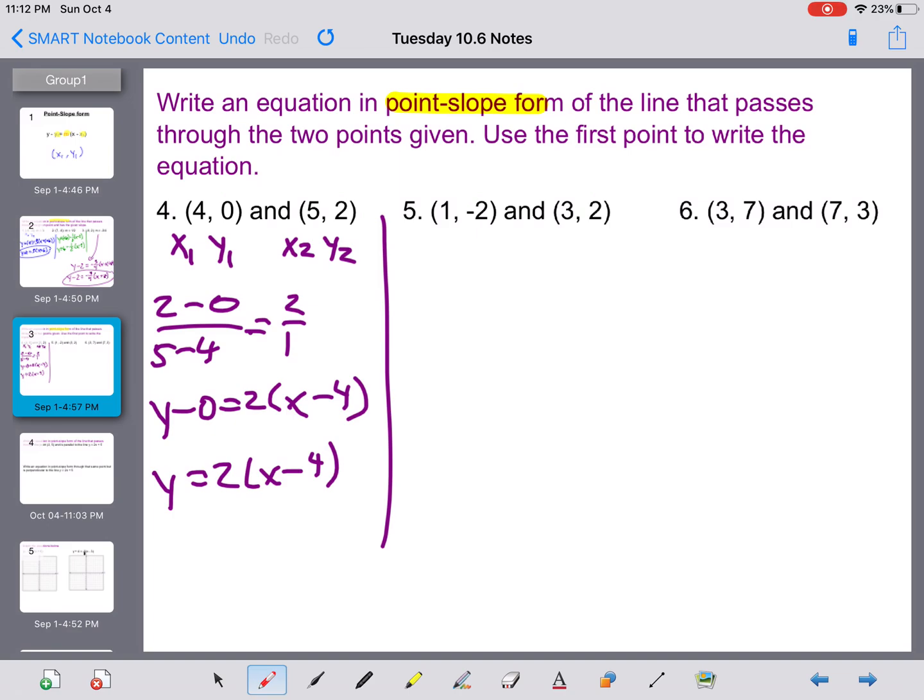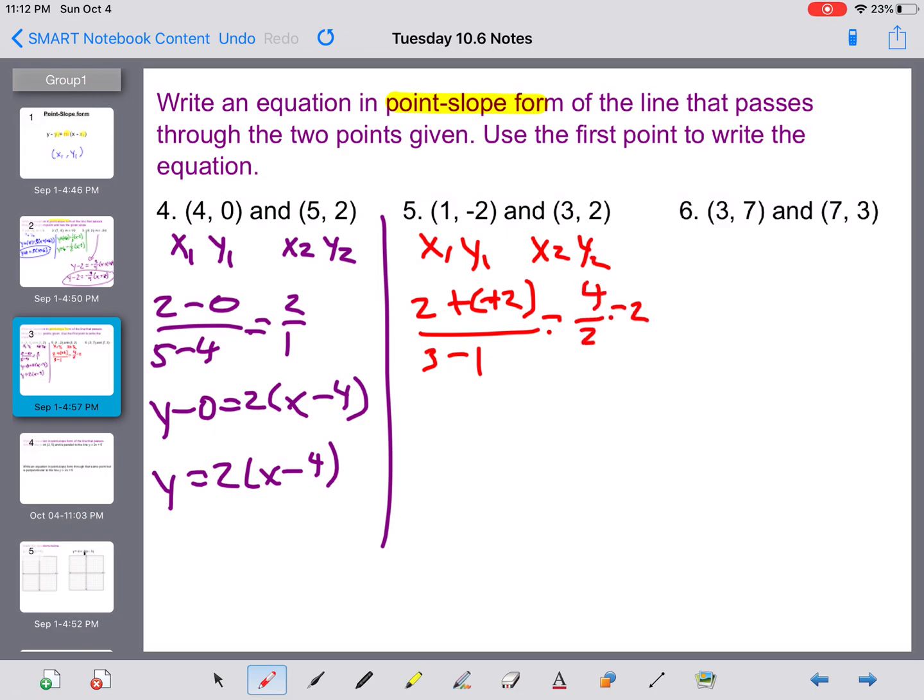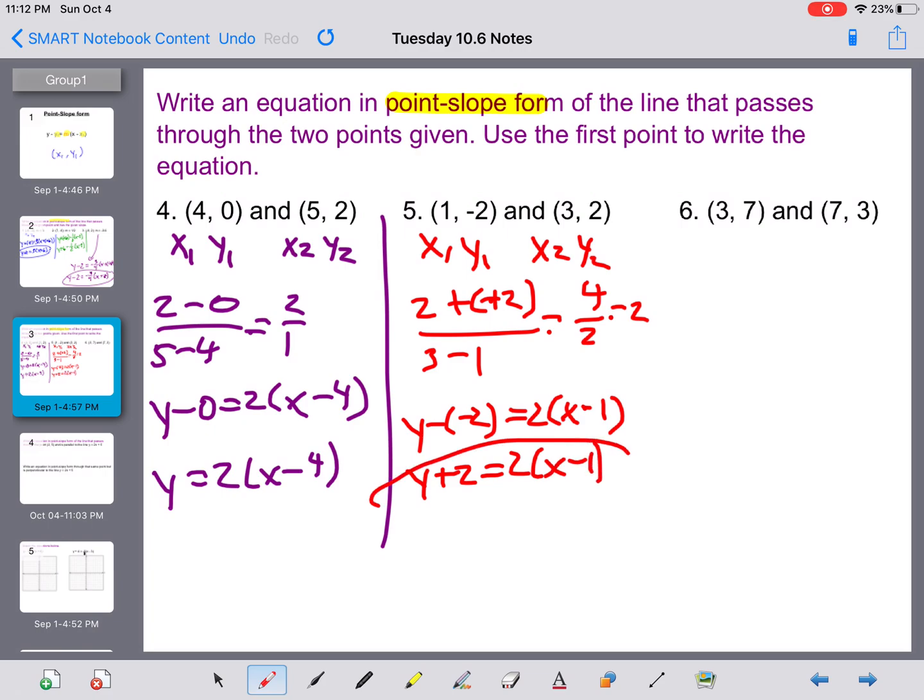For the next one, same kind of idea. We want to use our slope, so we need to find our slope. We're going to say 2 minus -2 over 3 minus 1. Two negatives make a positive, so we'll get 4/2, which is just 2. And again, using the first point, we're going to say y minus -2 is equal to 2 times x minus 1. From there, we'll get y plus 2 is equal to 2 times x minus 1. That's our final answer for using the first point. Same thing for the last one. We're going to find our slope first.